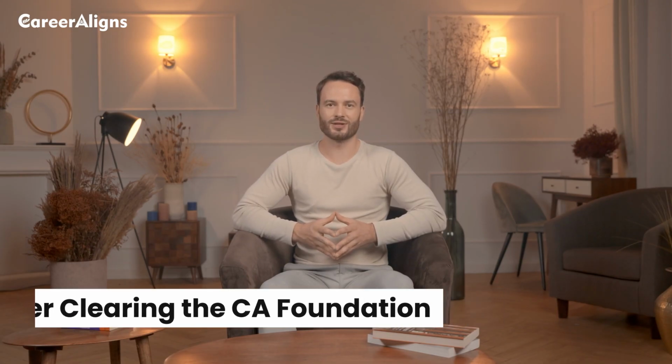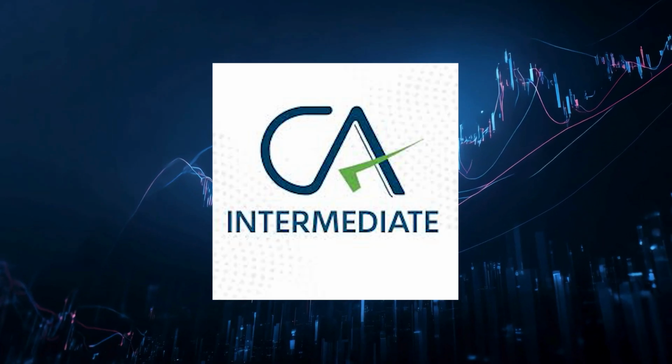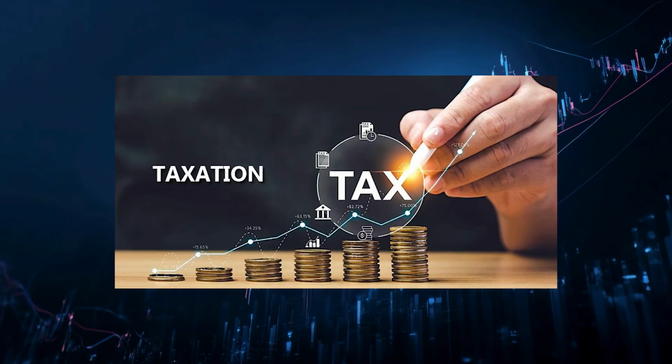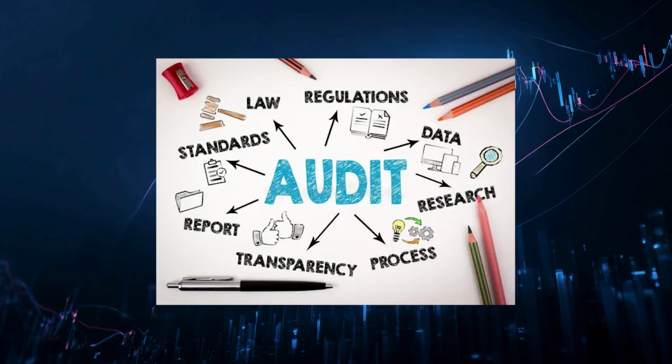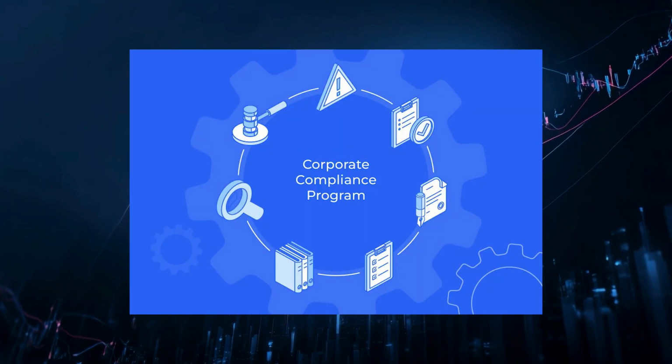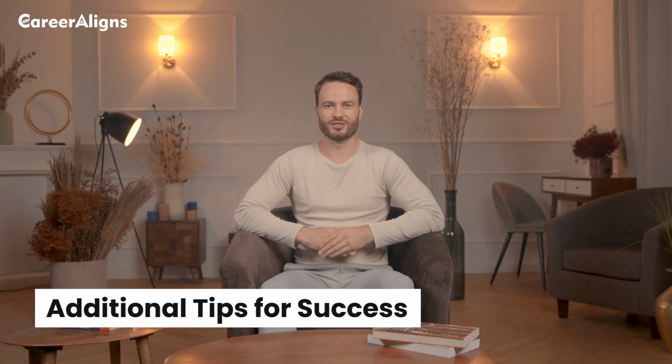After clearing the CA Foundation, here's what happens next. Once you clear all 4 papers, you become eligible to register for CA Intermediate, the next stage of the CA course. This stage dives deeper into accounting, taxation, corporate laws, auditing, and financial management. Clearing the CA Foundation also gives you the confidence to start articleship training later, providing practical exposure in auditing, taxation, accounting, and corporate compliance. A strong foundation ensures a smoother transition to CA Intermediate and sets the stage for success in CA Final.